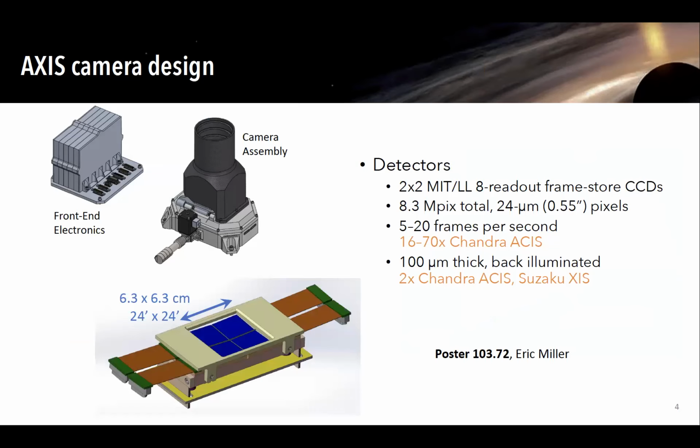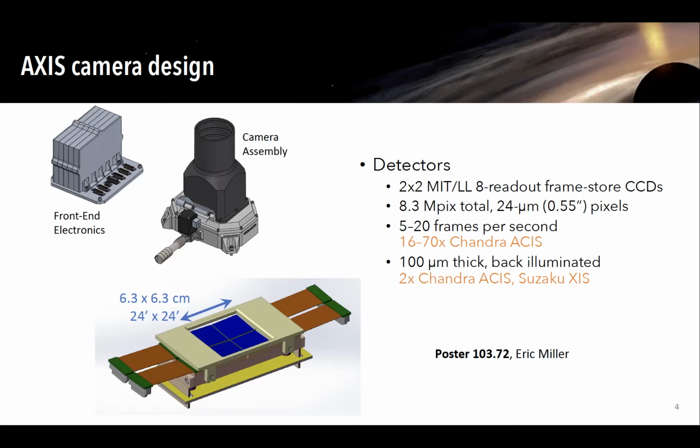Okay, before I get into how we're going to meet those challenges, I want to tell you a little bit about the design. This is the design of the camera, the front end, including the detectors and the analog electronics. You can see some renderings of our camera assembly and of the front end electronics box. We also have a rendering of the focal plane. The focal plane consists of 4 detectors, shown by those little blue squares in the rendering in the lower left. These detectors are MIT Lincoln Lab detectors.